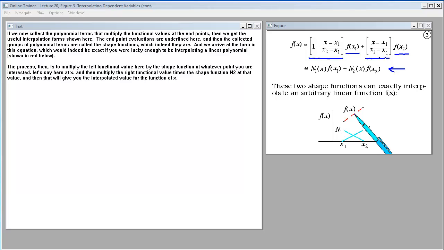The process then is to multiply the left functional value here by the shape function n1 at whatever point you are interested. Let's say here at x, and then multiply the right functional value times the shape function n2 at that value, and then that will give you the interpolated value for the function of x.